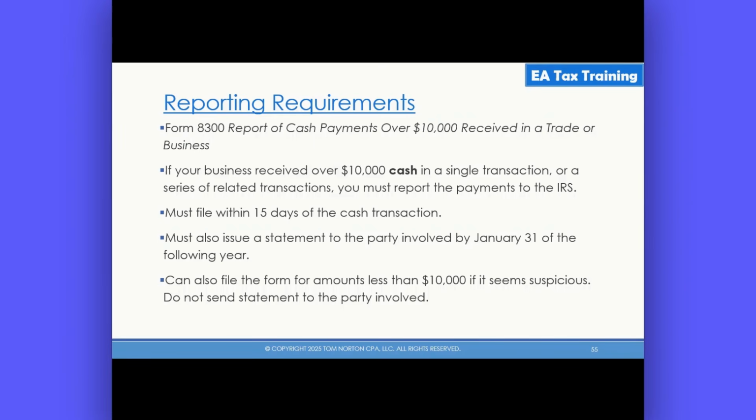You can also file the 8300 for amounts less than $10,000 if it seems suspicious. So let's say somebody brings you exactly $10,000 or $9,900, and it just seems kind of odd to you, and you want to report it, you can. You fill out this Form 8300 and you send it in. In that case, you do not send a statement to the party involved. So you're not going to let them know that you kind of squealed on them by sending this form to the government, but you are allowed to send it in if you want to.